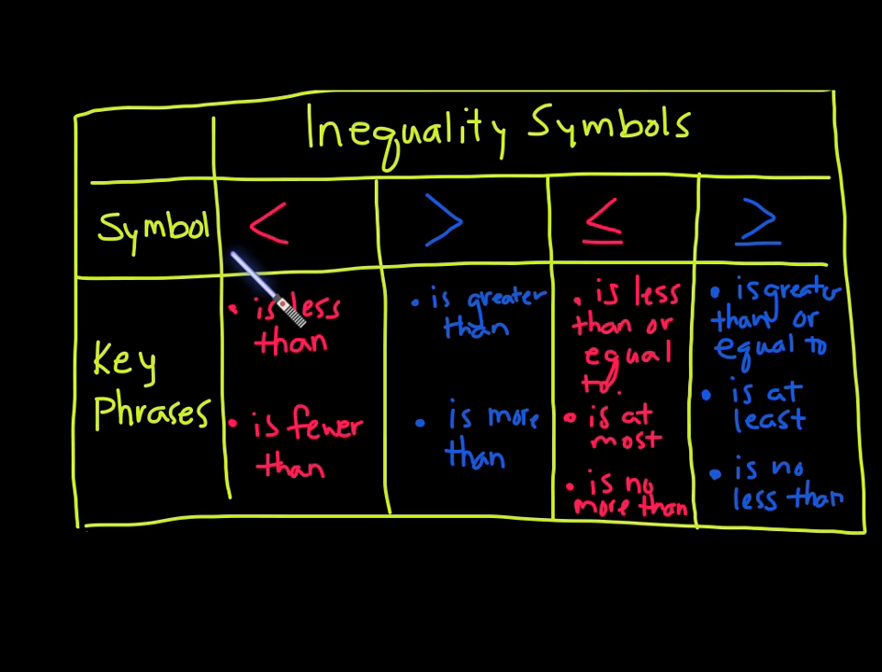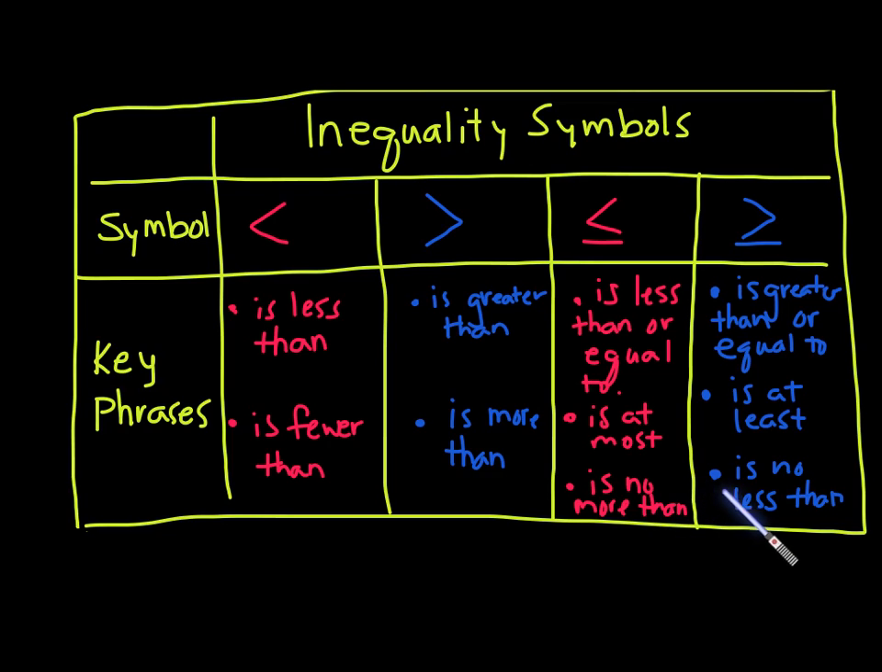So, there's my lightsaber. Our inequality symbols. If I have a symbol that looks like this, it's going to mean is less than or is fewer than. These are important key phrases that we need to understand. If I see a symbol like this with an inequality, it's greater than or is more than. So obviously it's bigger. If I see a symbol like this, it means is less than or equal to, is at most, or is no more than.